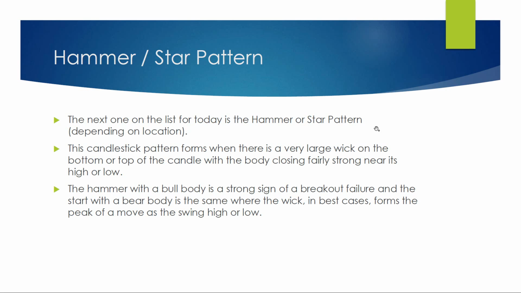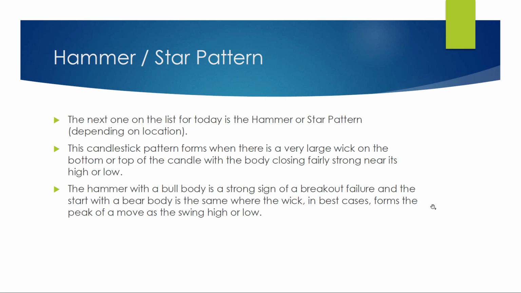The hammer and star pattern is the next one on the list, and this depends on the location. The candlestick pattern forms when there are very large wicks on the tops or the bottoms, depending on if it's bullish or bearish, with the body closing fairly strong near its extreme. Now, the hammer with a full bull body is a strong sign of a breakout failure, right? The market pushed down, it failed, and turned all the way back up and closed bullish. And the star, with a bear body, is kind of the same thing, right? Except inverted, right? The wick is all at the top, and it closes at its lows.